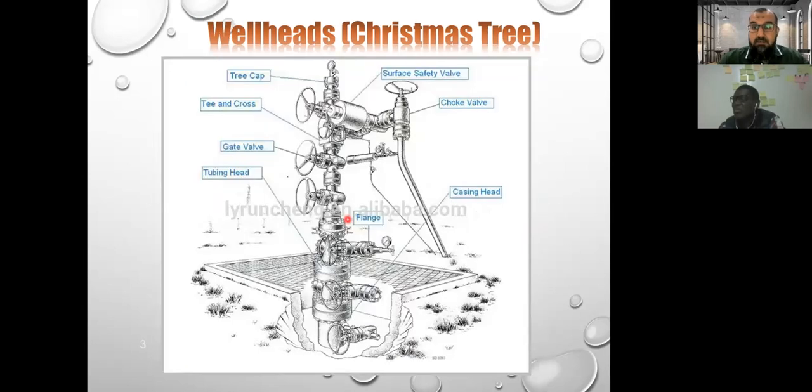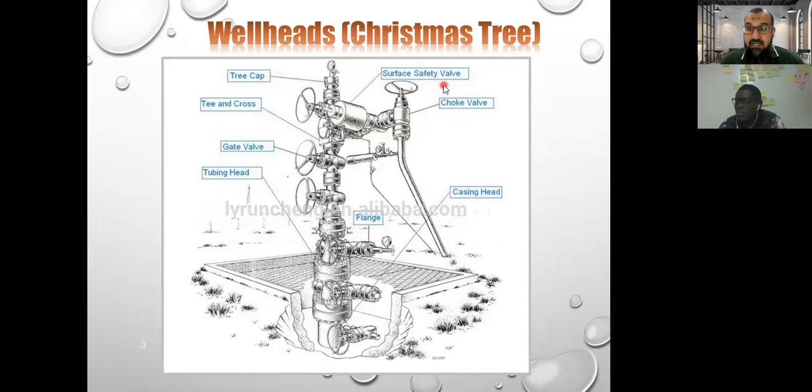This is another photo of the Christmas tree. This is how it looks more. This is the choke valve that I mentioned, and this is the casing head, and this is some other group of valves that is also required to control the flow and the pressure.